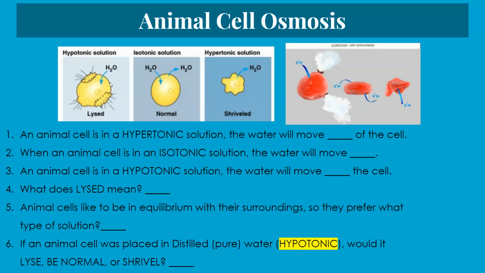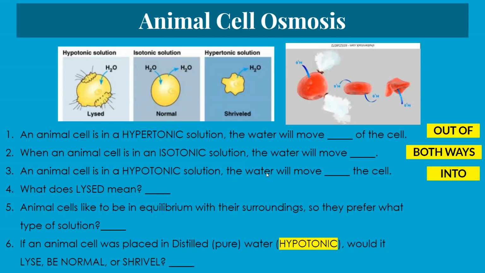All right, number 1, the animal cell is in a hypertonic solution, so water moves out. Hyper is great. The cell's going to deflate because the water's moving out. In an isotonic solution, the water will move both ways. Iso the same as you, so we're going to go both ways and keep it equal. In a hypotonic solution, hypo is low, the cell's going to grow because water moves into the cell.